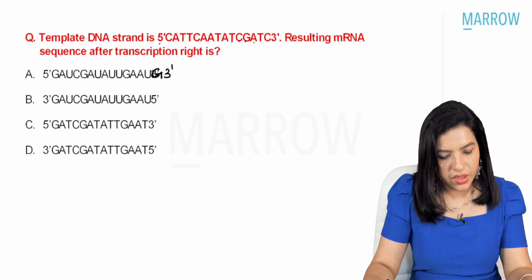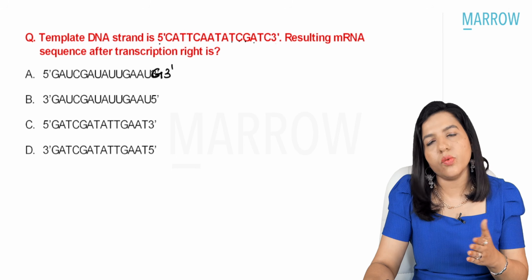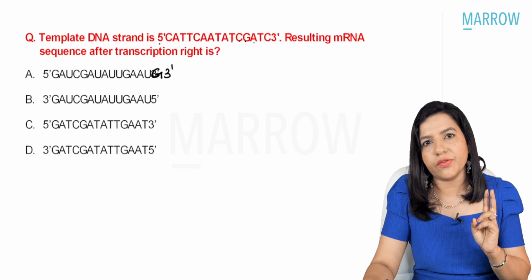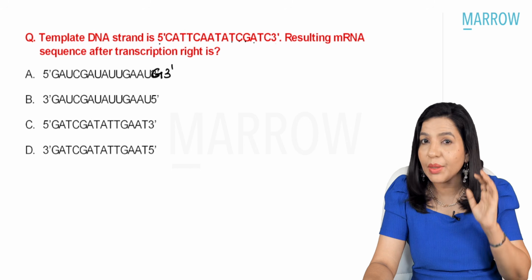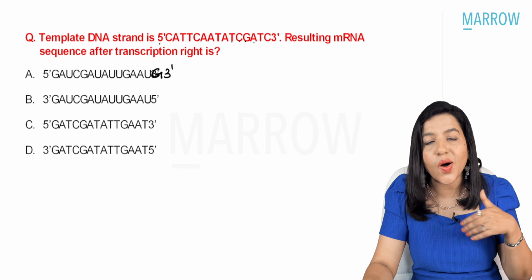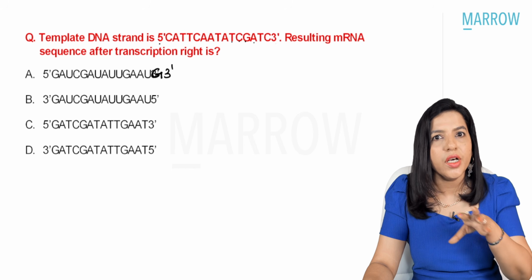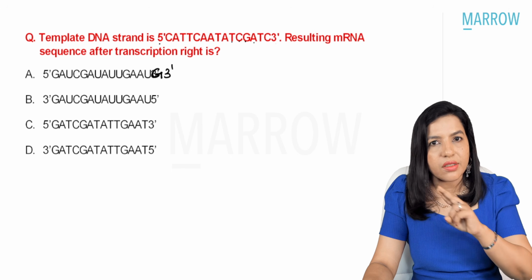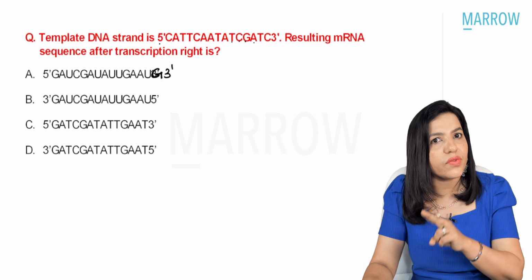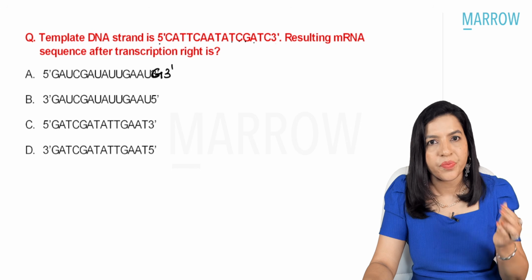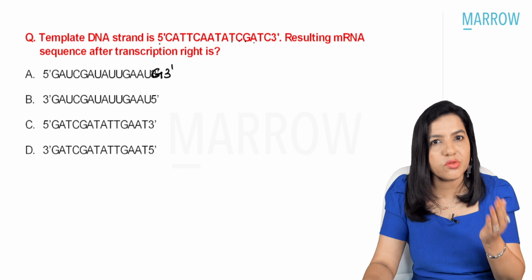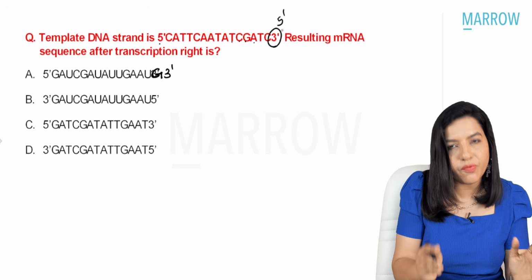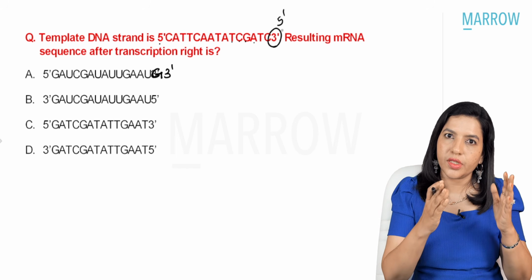So going to the final question: a template DNA strand is so and so. What is the resulting mRNA? If you want to answer such questions, there are two things that we have to keep in mind. Number one is that it is a template strand, so whatever RNA is made is complementary to the template strand. So we should follow the Watson-Crick base pairing rule and find out the complementary sequence. Number two is that the reading of the template strand takes place in the 3' to 5' direction, and synthesis of RNA takes place in the 5' to 3' direction, which means that we have to make this 3' end the 5' end. That's the first thing that we have to keep in mind.